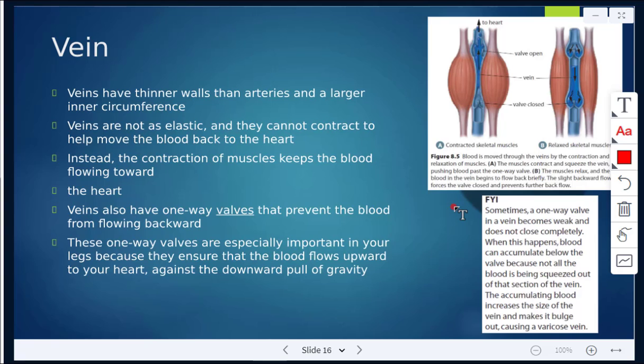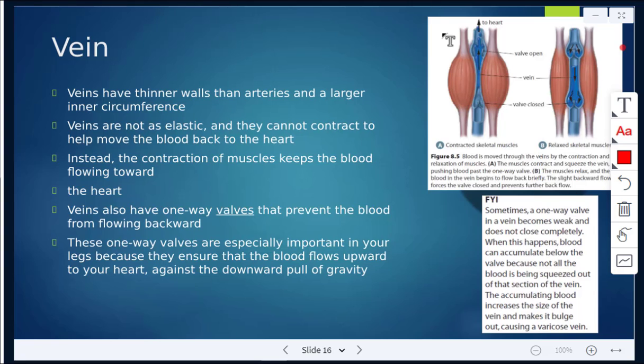Okay, now sometimes a one-way valve in a vein can become weak and it doesn't close completely, and then blood can start to accumulate below the valve because not all the blood is being squeezed out of that section of the vein. So the accumulating blood increases the size of the vein and makes it bulge out. You may have seen those on people's legs. They have those veins bulging out. Those are called varicose veins.